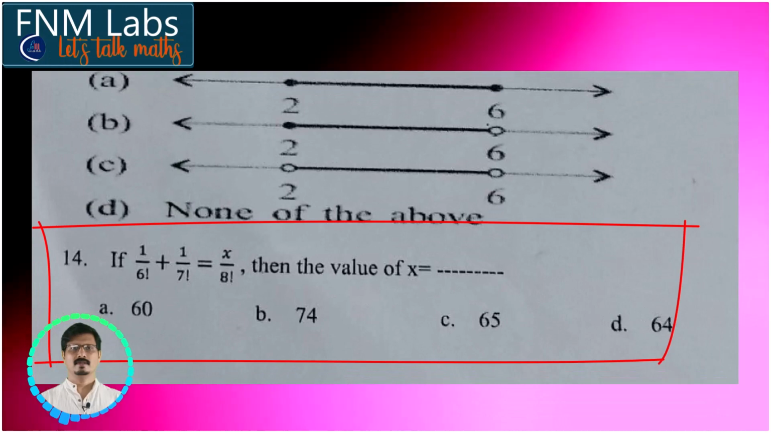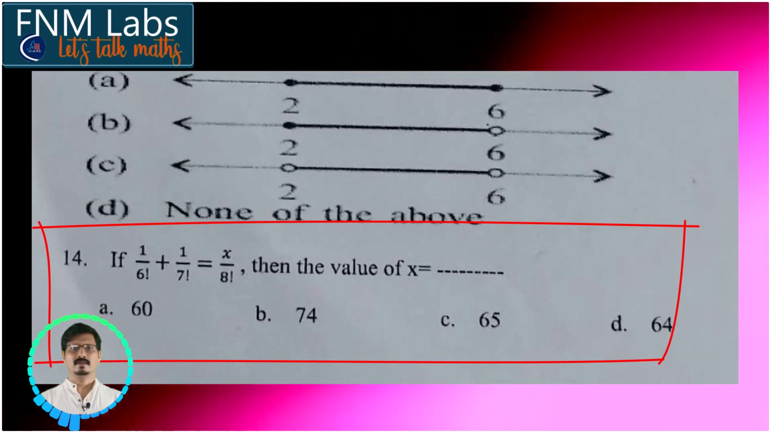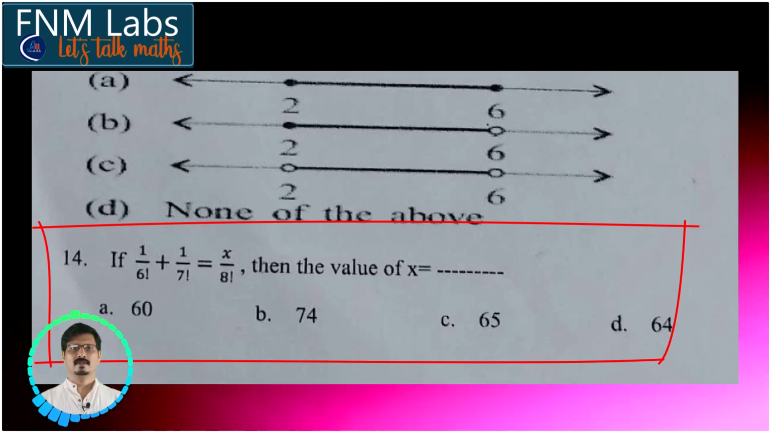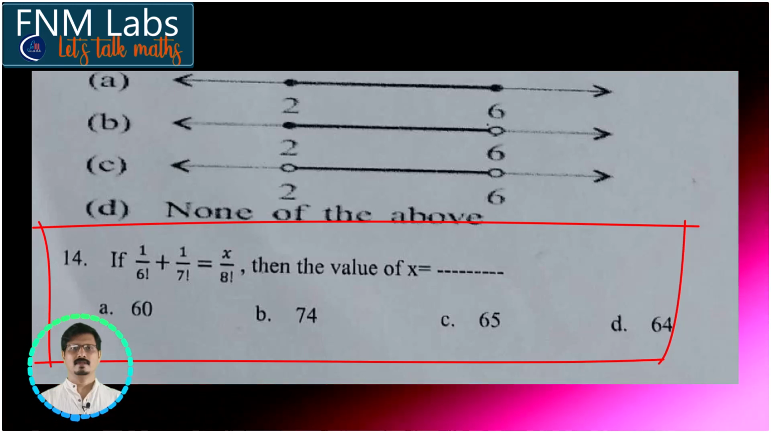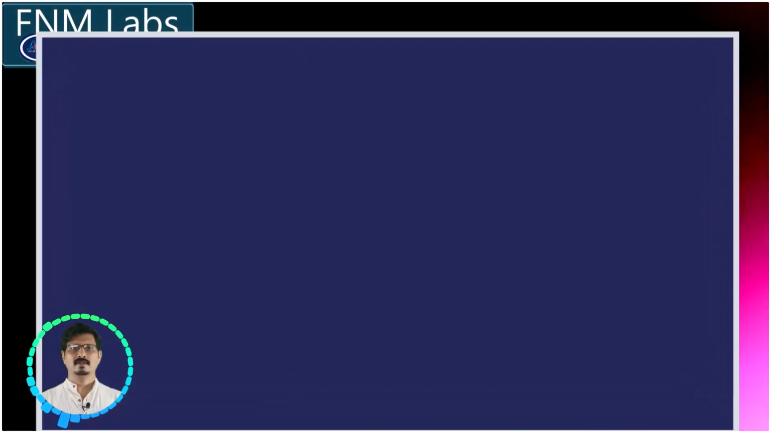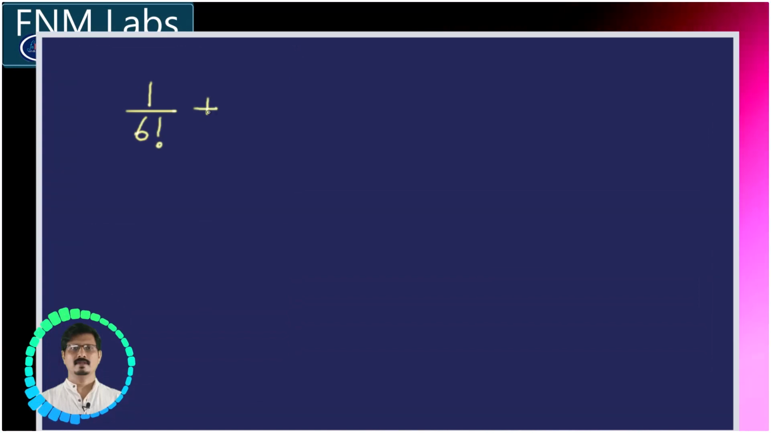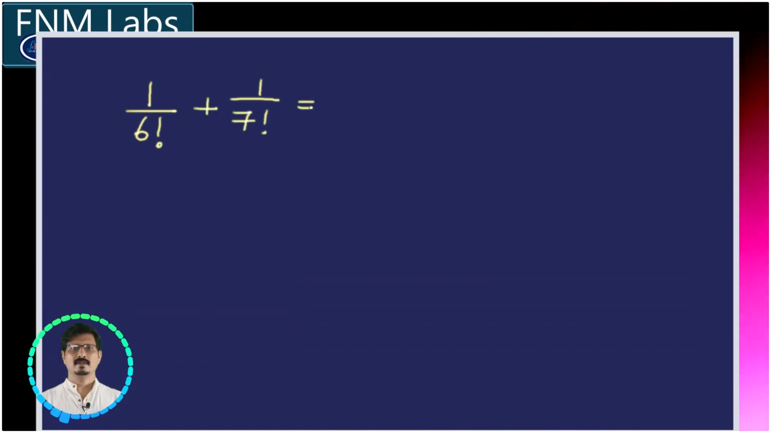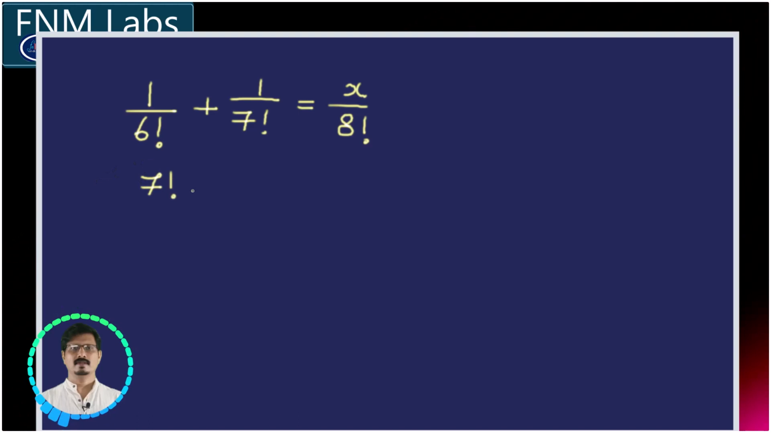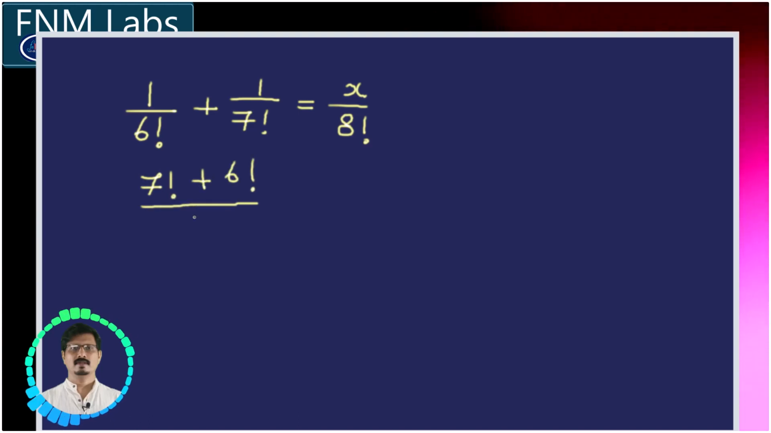Next question is, if 1 by 6 factorial plus 1 by 7 factorial is equal to x by 8 factorial, find the value of x. So 1 by 6 factorial plus 1 by 7 factorial is equal to x by 8 factorial. By the method of cross multiplication, we have (7 factorial plus 6 factorial) divided by 6 factorial into 7 factorial is equal to x by 8 factorial.